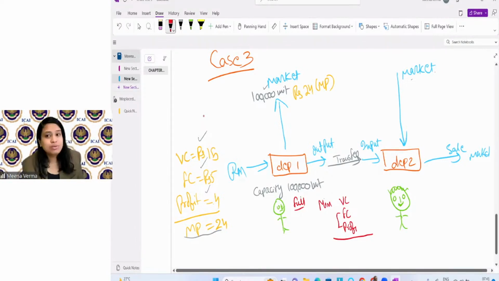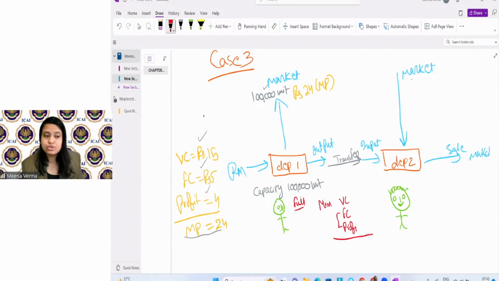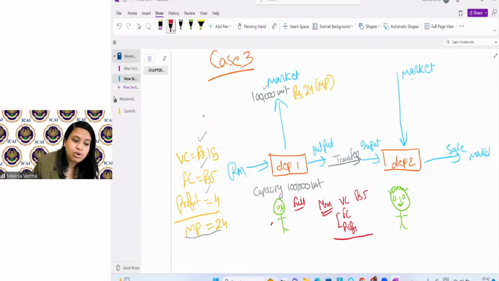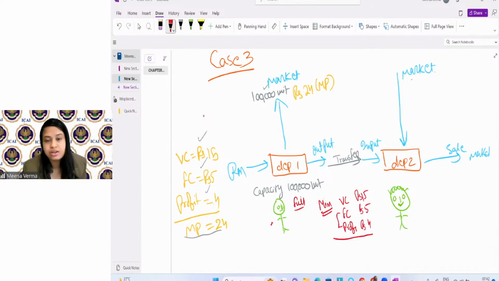If the manager of department 2 comes and asks for the goods, he will say, see, this is something I'm already earning. Why should I interrupt my profit for you? I will recover it from you. So in this case, the minimum expectation of this manager is that he wants to recover the variable cost, the fixed cost and the profit also. He wants to recover everything, right?